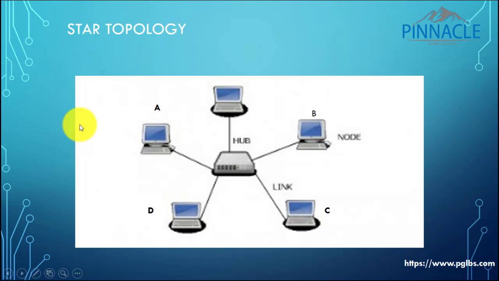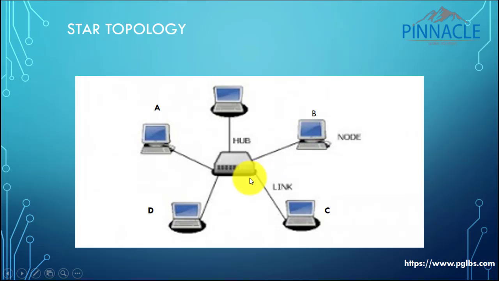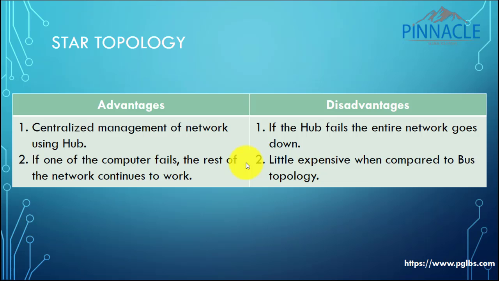Quite understandable. Suppose if this hub is put off, or if the hub enters into some error, so what happens? The central management system itself fails, which means that the entire network comes to a standstill. And it is a little more expensive when compared to bus topology because the hub is an expensive device, so you'll have to invest in the hub. That is why we say that the star topology is much more expensive than your bus topology.